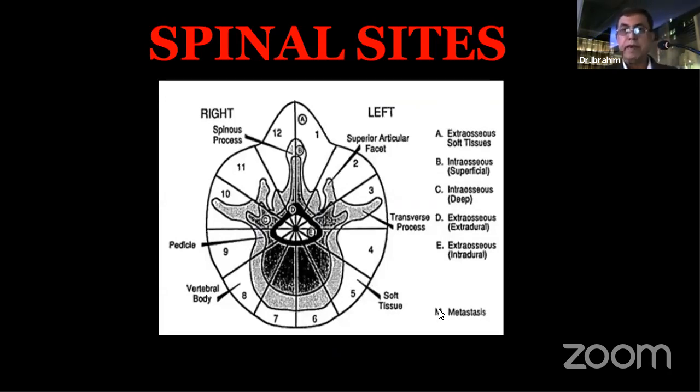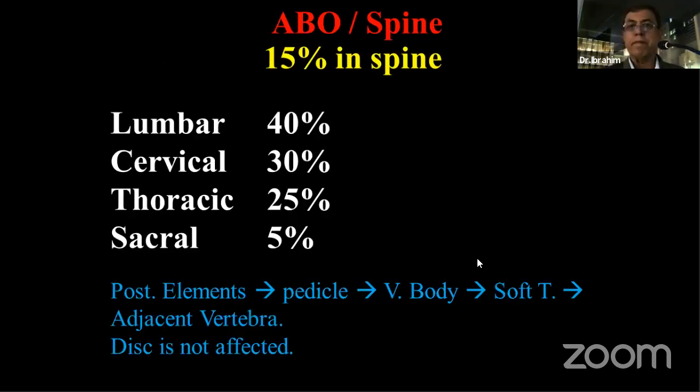In the spine, this is a paper from Ahmed Jalili from Turkey. It's a beautiful paper. I enjoyed reading it. And he says that the lesion could be extraosseous in the soft tissue, or inside the bone, superficial or deep inside the bone, or extradural, or intradural. Ahmed Jalili is world famous in spine from Turkey.